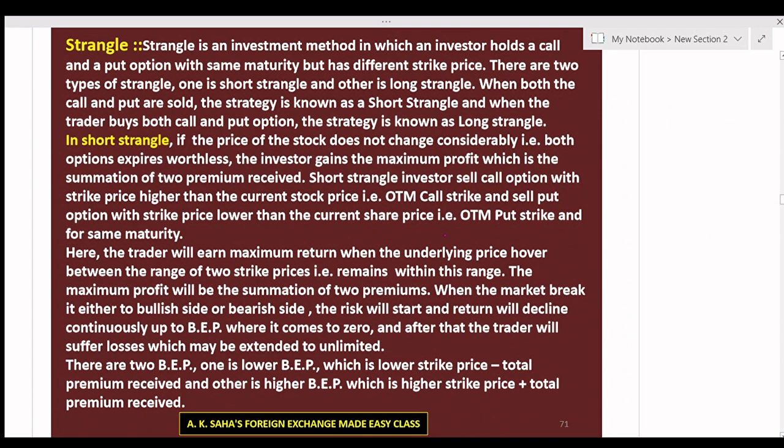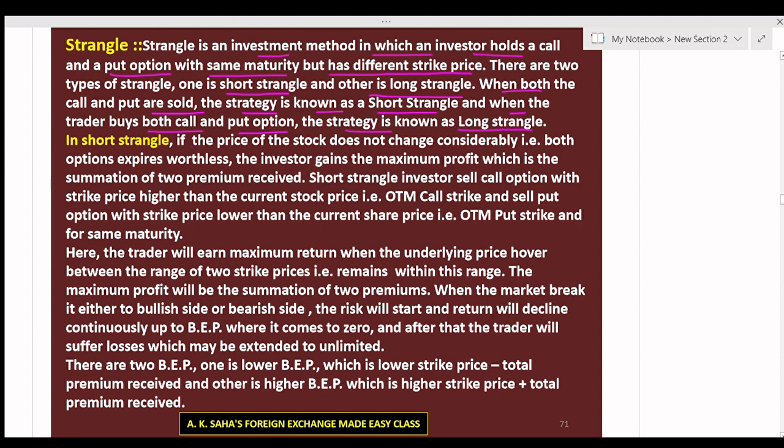Next comes Strangle. Strangle is an investment method in which the investor holds a call option and a put option with the same maturity but different strike prices. In Straddle, it has the same strike price, but in Strangle, it has different strike prices. There are two types of Strangle: one is short Strangle and the other is long Strangle. When both the call and put are sold, the strategy is known as short Strangle, and when the trader buys both call and put option, the strategy is known as long Strangle.